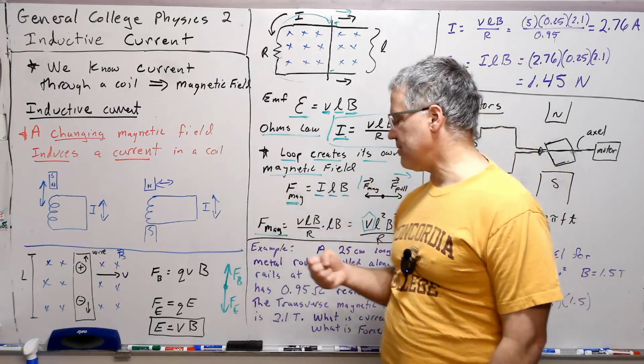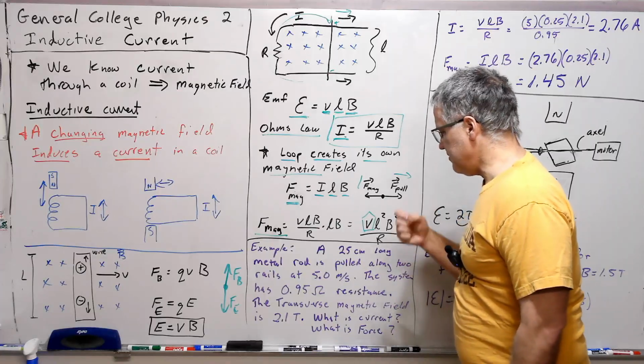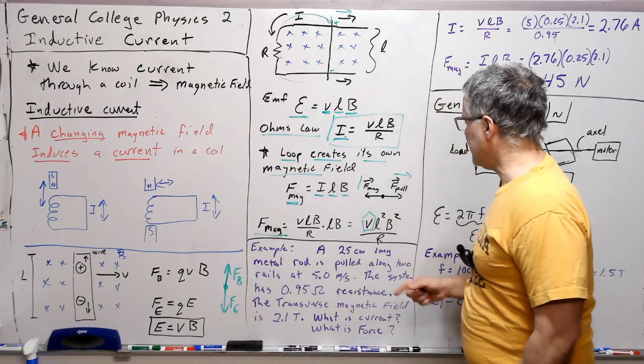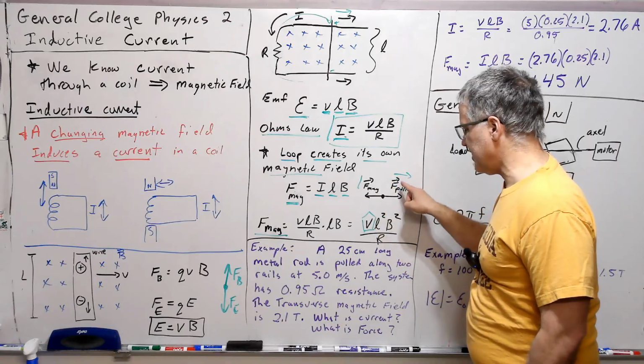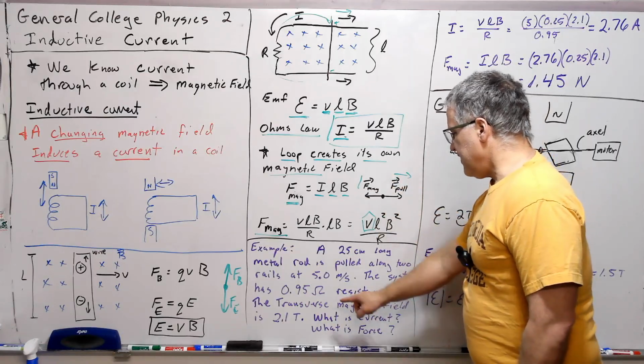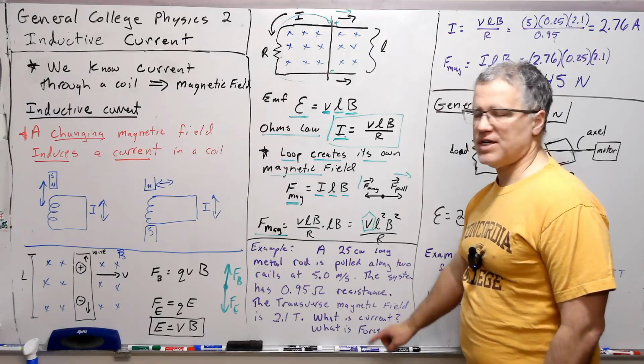So our free body diagram should add vectorially to 0. So we should have a free body diagram that looks like this. The magnetic field is 2.1 Tesla. What's the current and what's the force?